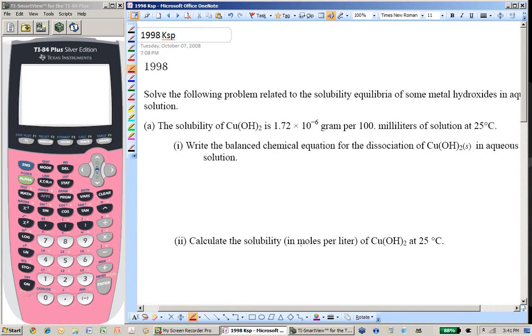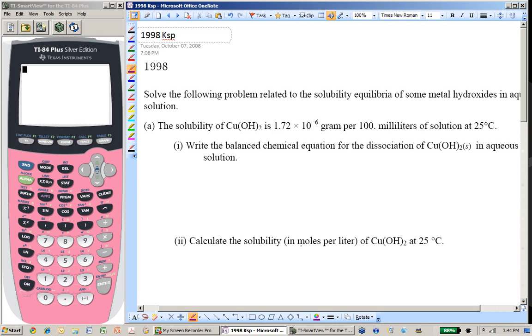This is the second installment of solving equilibrium problems that deal with solubility equilibriums. These are our special Ks that we call Ksp, and we're going to work through 3 AP problems that are from a more recent time frame than the first recording. So 1998 is where we shall begin.